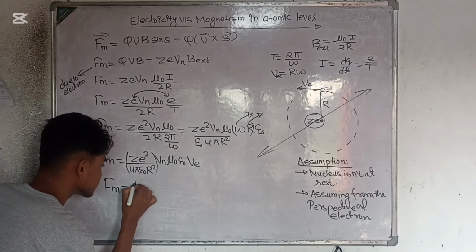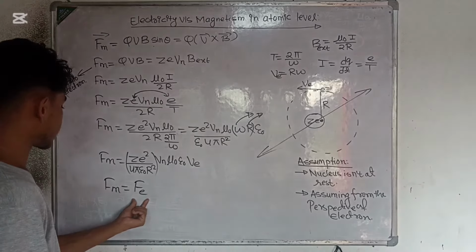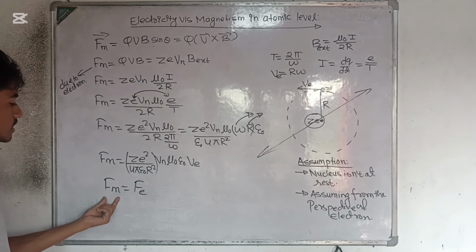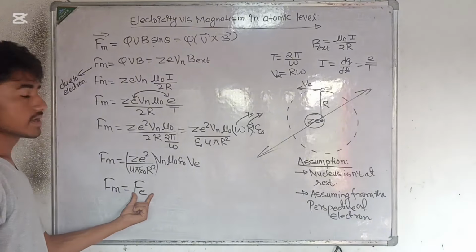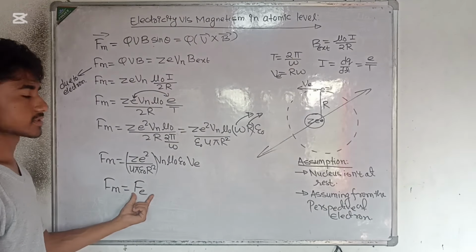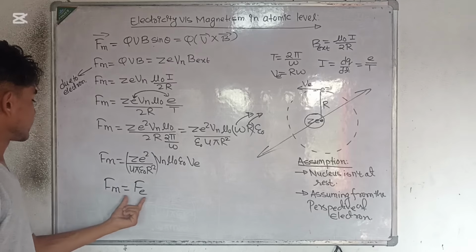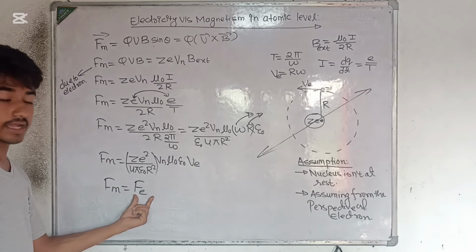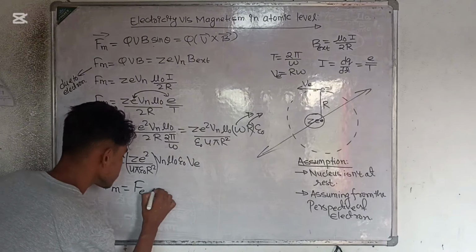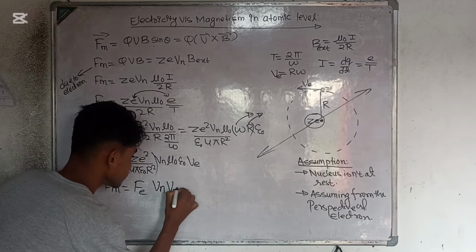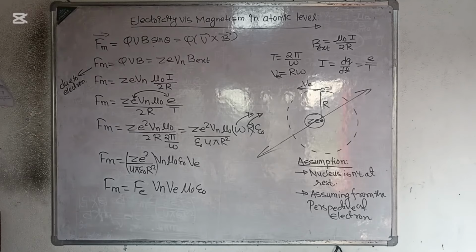You can write it as F electrostatic. Fe means electrostatic force, and this is the magnetic force. This is not the same force. This is the magnetic force by the charged particle, and this is the electric force due to this charged particle. So you end up getting Vn Ve mu 0 epsilon 0, right?